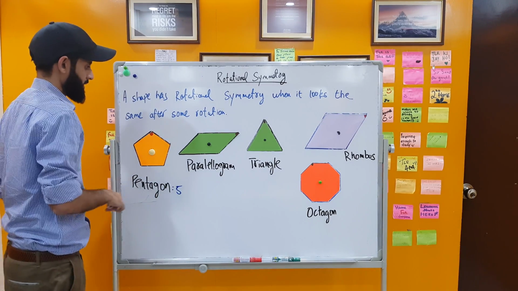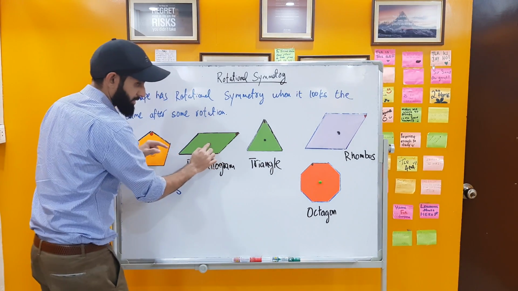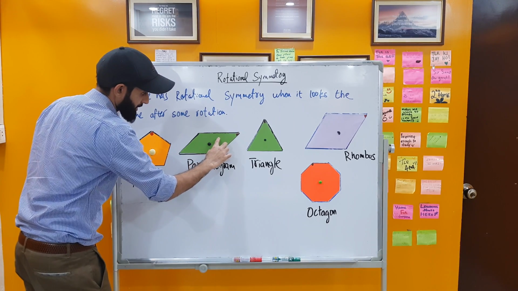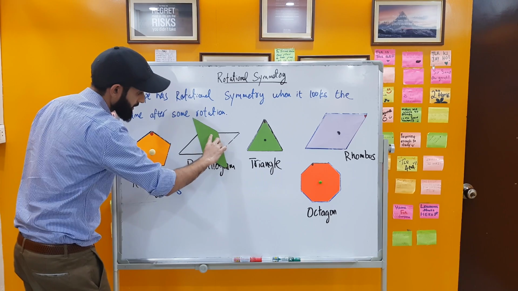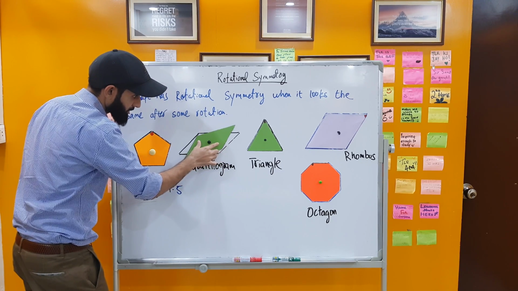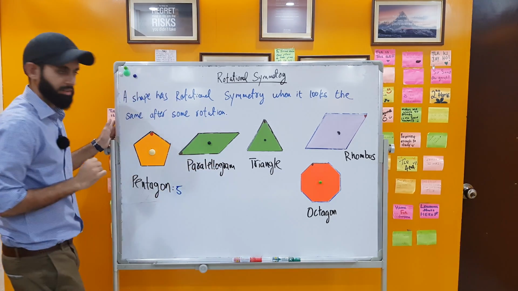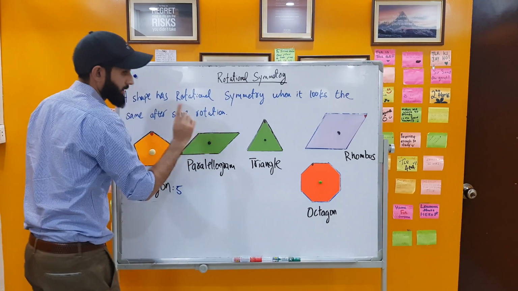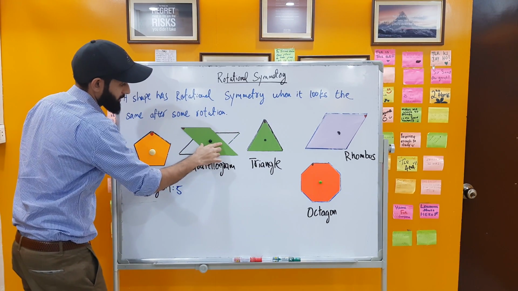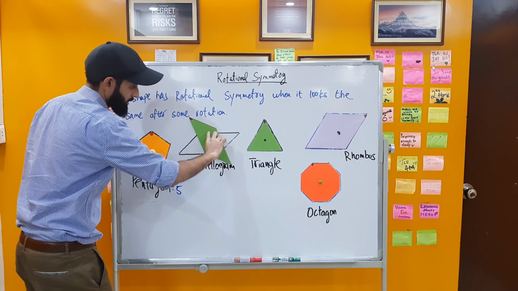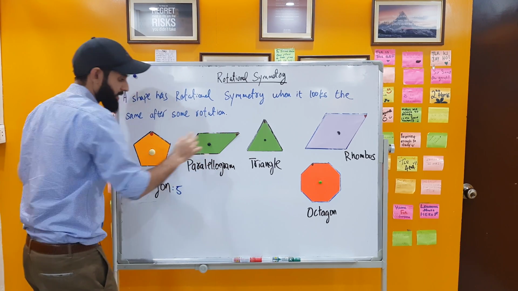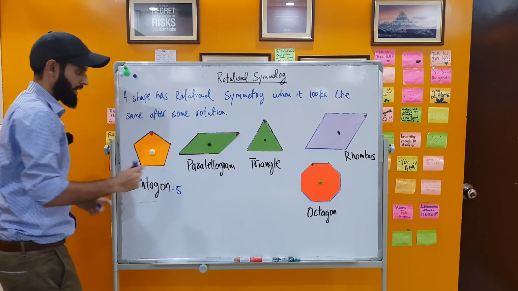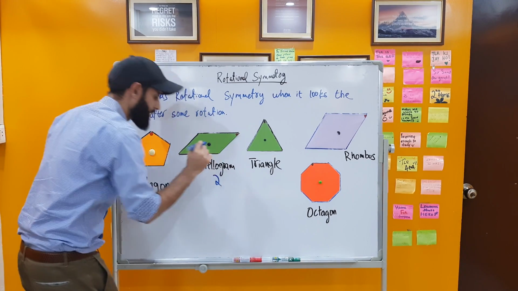Alright, now let's talk about this parallelogram that I've made here. Again, this is the fixed point through which I'm going to be rotating it. So no luck there. Let's keep on going, and finally we get the exact same shape. So that's once. So no luck. Let's do it again. That makes it twice. So that means a parallelogram has rotational symmetry of order 2.